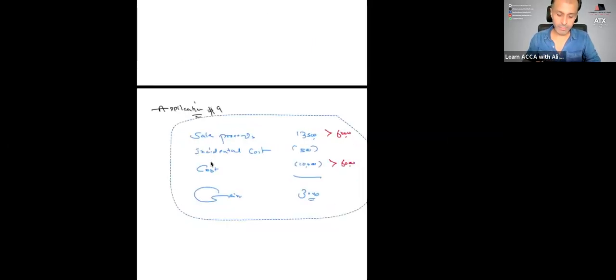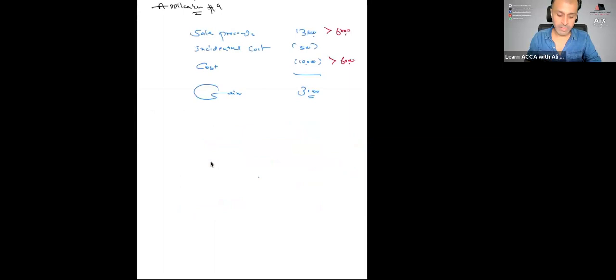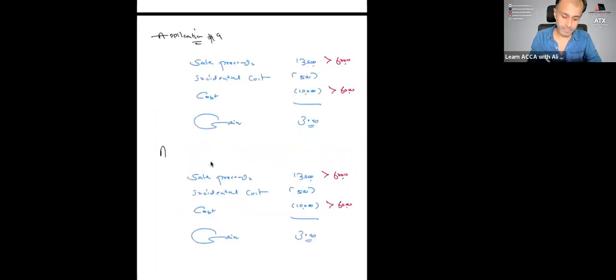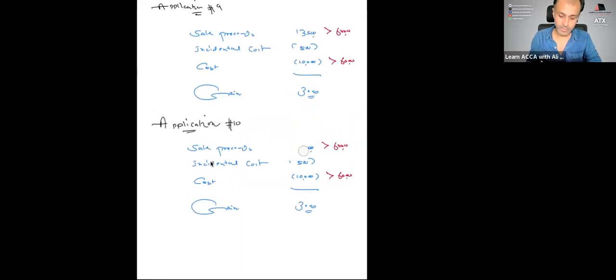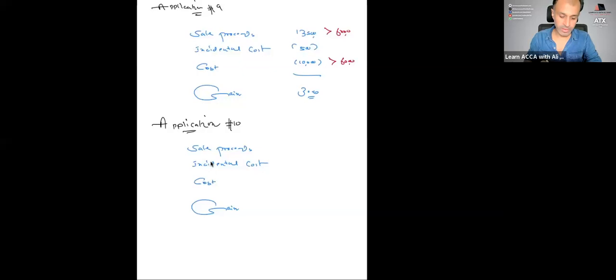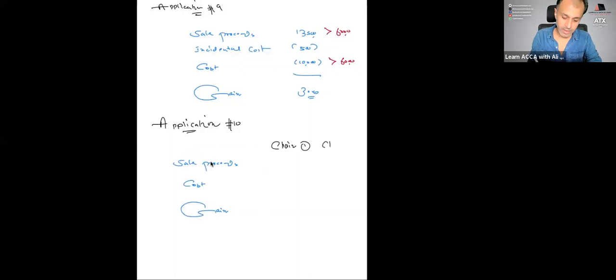Then comes application number 10, and I can try to save a bit of time by copying and pasting the pro forma. Application number 10. Melissa bought two antique chairs in June 9 for this much, and they sold them both for this much respectively. So there are two chairs, so we should rub this out, and I can make room for two chairs, chair one, and there comes chair two.